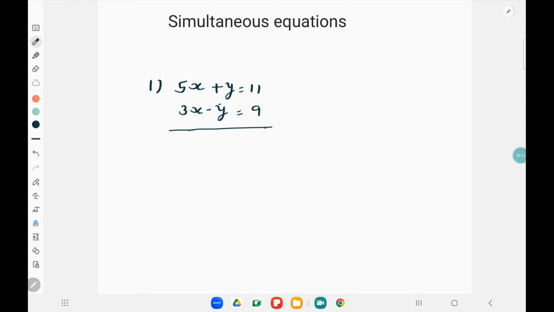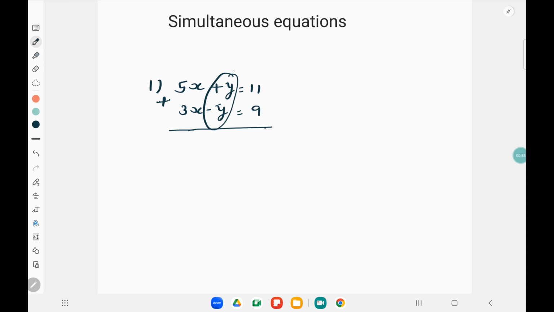Okay, now how can we decide whether we add the equations or subtract? Okay, to eliminate y means we want to make the y 0, right? Here one y is positive, one is negative. So if we add them, then it gives us 0. So in short, whatever variable we decide to eliminate, if both have an opposite sign, then we add the equations. If both have the same sign, either both positive or both negative, then we subtract the equations.